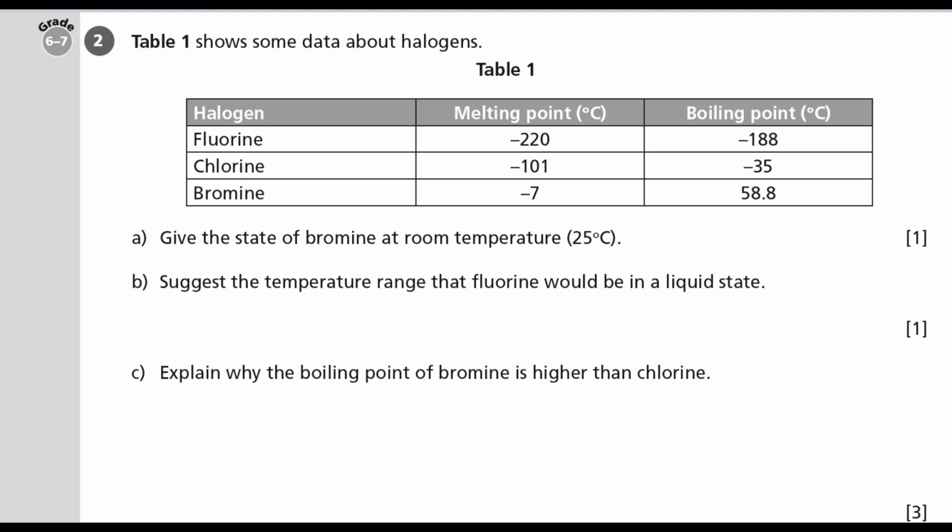Let's read the question together. Table 1 shows some data about halogens. And we can see in Table 1 we've got some information about fluorine, chlorine and bromine. They're the first three halogens, the first three elements in group 7 of the periodic table. We have their melting point and boiling point given to us in degrees Celsius.